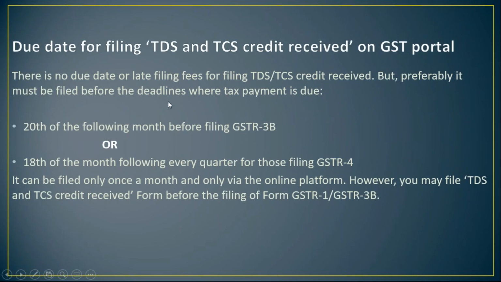Then there is the due date. There is no such due date to give the acceptance and rejection. You can do it anytime. But I would prefer that when some amount is lying for you and you are eligible to take that credit, why not do that in that month only? Why make a wastage of that amount? So every month, whenever you are going for your GSTR-3B filing, check whether something is appearing in the TDS, TCS ledger or not. If it is appearing, then do file it.